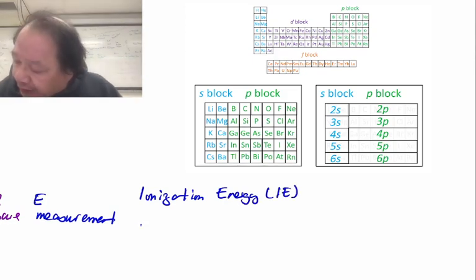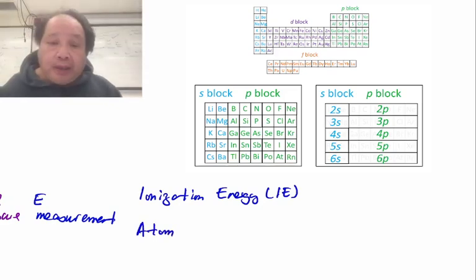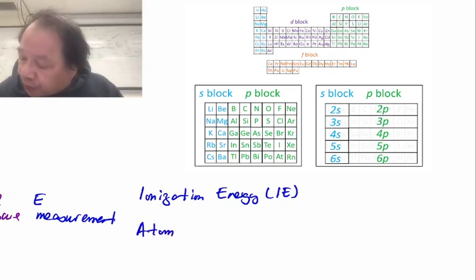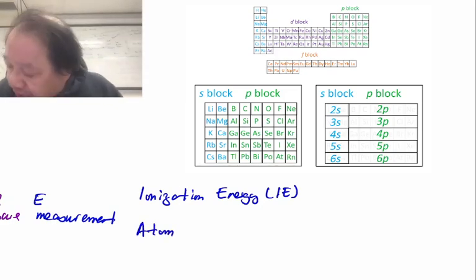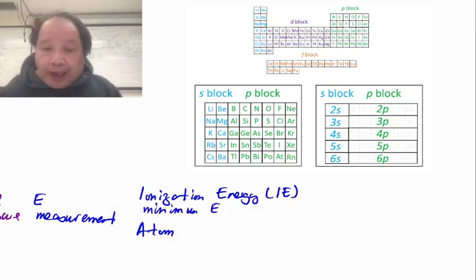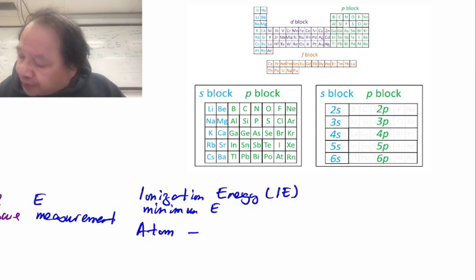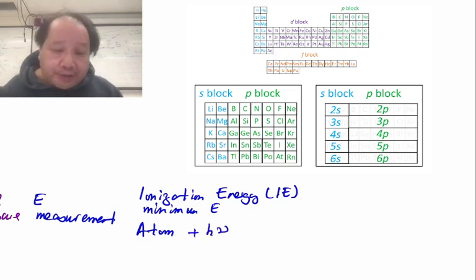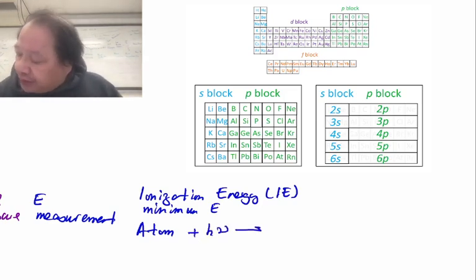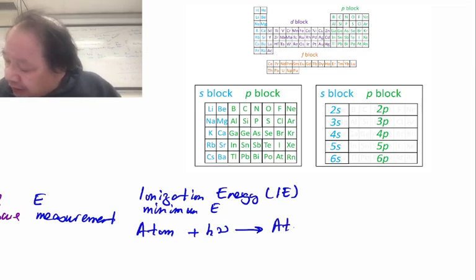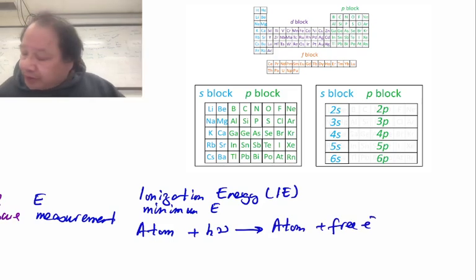You start with an atom, and you are going to look at a minimum energy. So the ionization energy is a minimum energy. The atom will absorb the minimum energy of light so that the atom will eject an electron. A free electron comes out. So the electron goes up in energy, from the atom absorbing the photon, and the atom, having lost an electron, becomes positively charged.